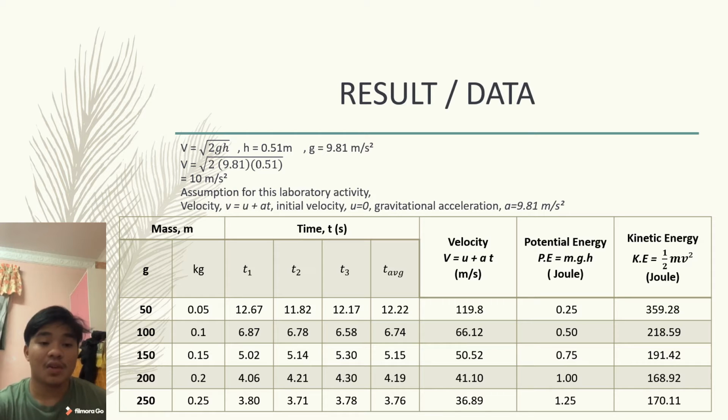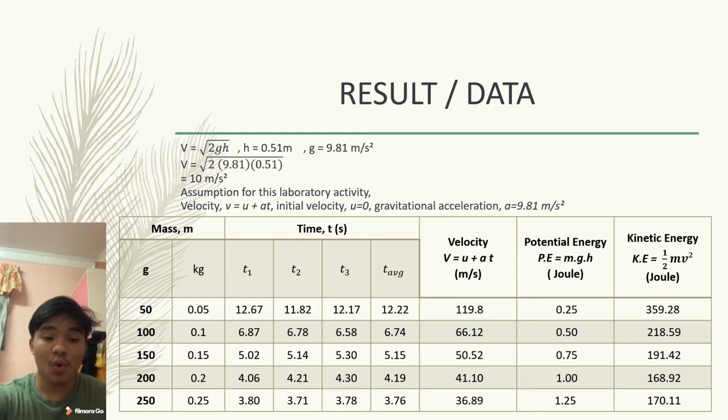So 50 gram in kilo is 0.05. T1 is 12.67, T2 11.82, T3 12.17. The average is 12.22. Velocity: V equals U plus at, 0 plus 9.81 times 12.22 equals 119.88. Potential energy is 0.05 times 9.81 times 0.51, equal to 0.25. Lastly, kinetic energy, 1/2 times 0.05 times 119.88 to the power of 2, equals 359.28.